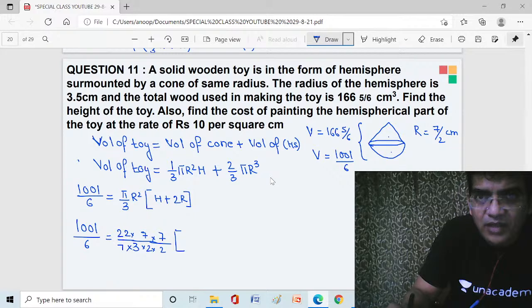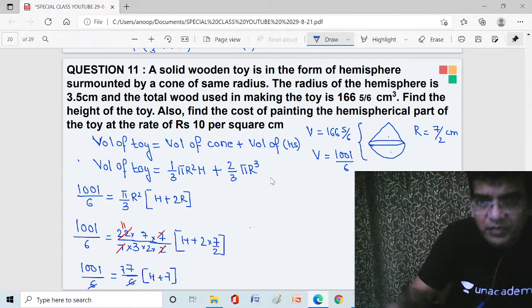This was 11 into 7, so I can write 77 upon 6. Now you see this upon 6 and upon 6 can be reduced when you cross multiply. This 77 will be cross multiplied over here, so you will be having 1001 upon 77 cross multiplied, and on the right side you have h plus 7.